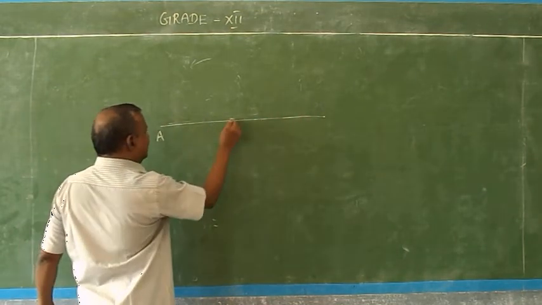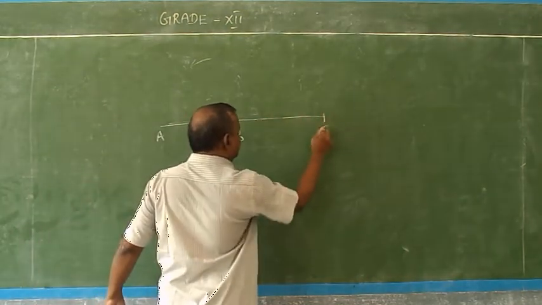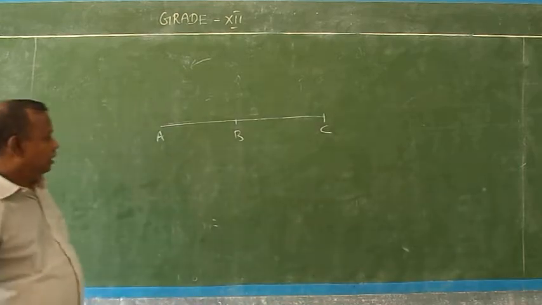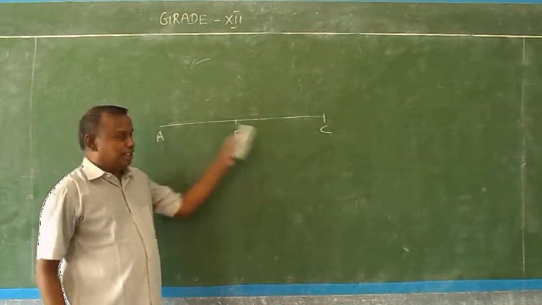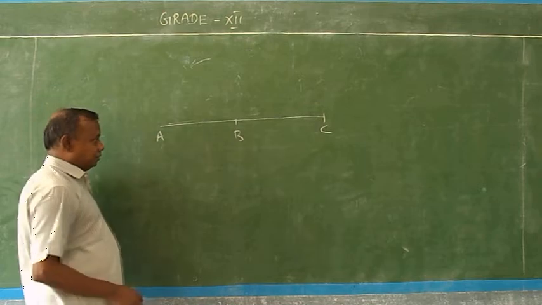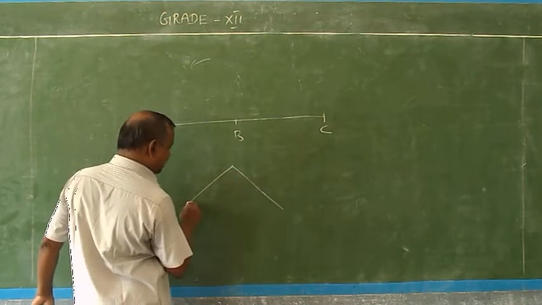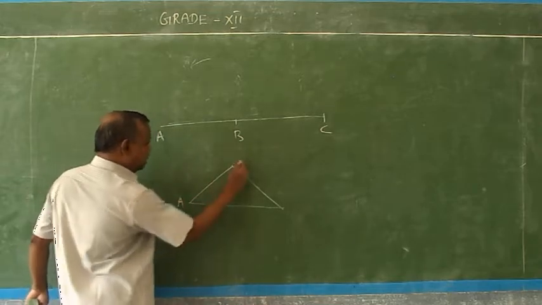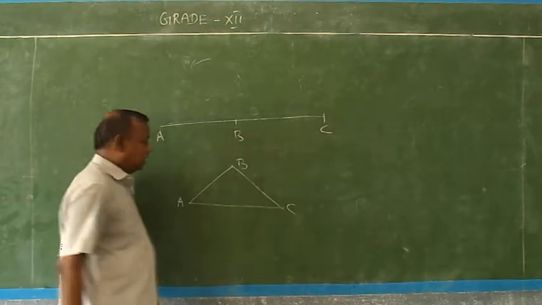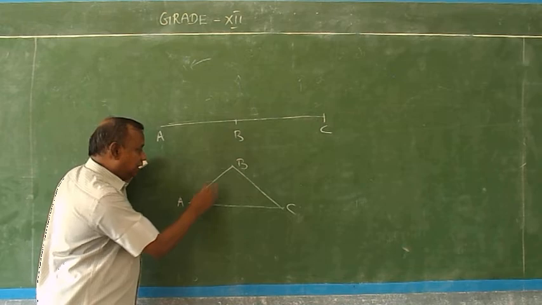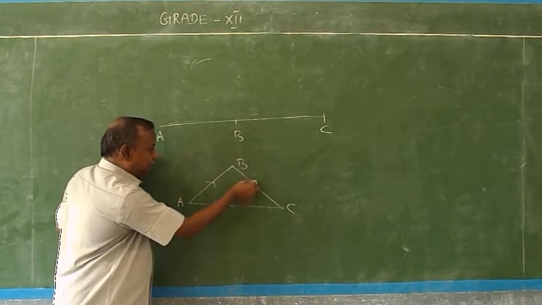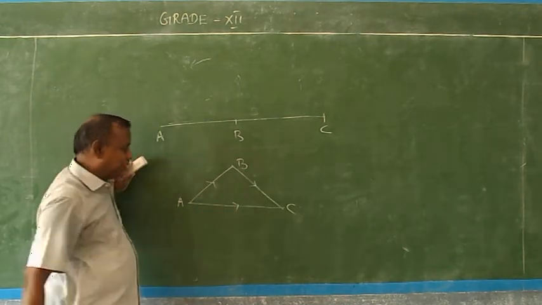Points A, B, C are collinear. In two ways we can prove these three points are collinear. First of all, let us consider the triangle ABC. In vector addition, AB vector plus BC vector is always equal to AC vector.